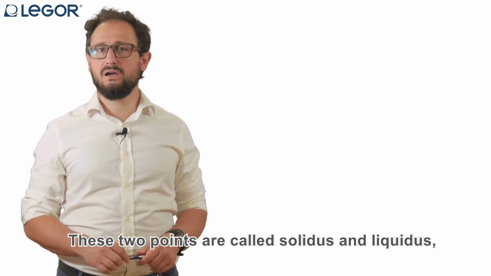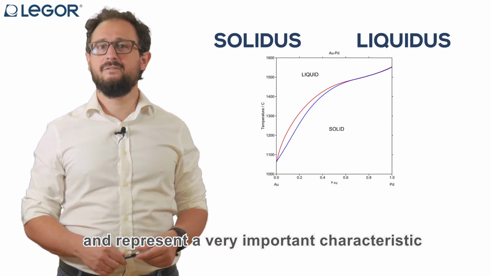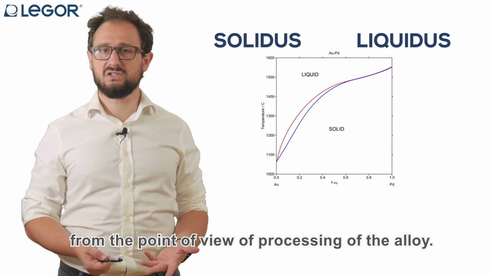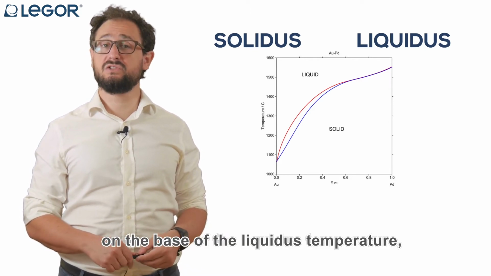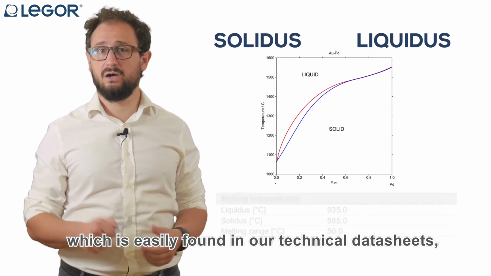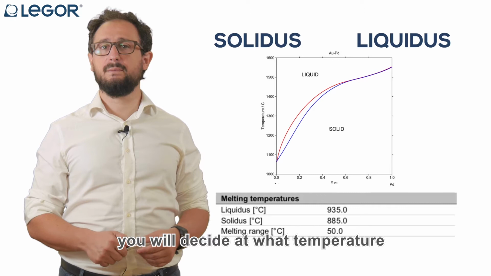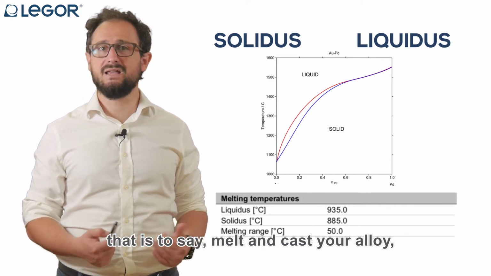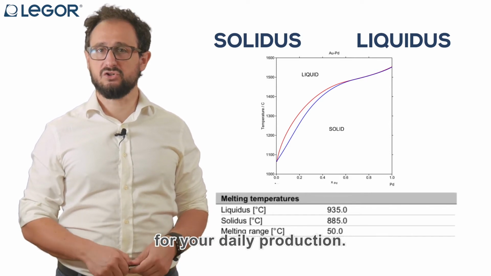These two points are called solidus and liquidus and represent a very important characteristic from the point of view of processing the alloy. That is to say, on the base of the liquidus temperature, which is easily found on our technical data sheets, you will decide at what temperature you should process thermally, that is to say, melt and cast your alloy for your daily production.